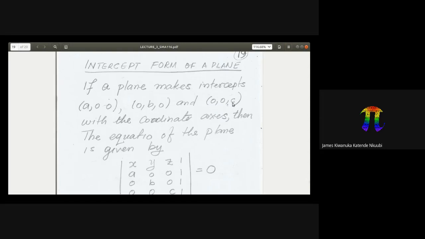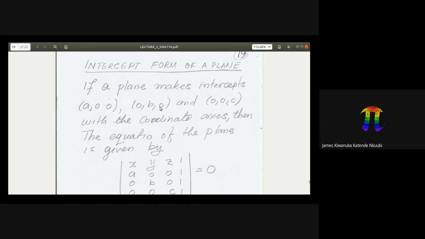So if it's a plane through the origin, all these points will be 0, 0, 0. But if it's not through the origin, then a will have some value different from 0, b will have some value different from 0, and the same for c.